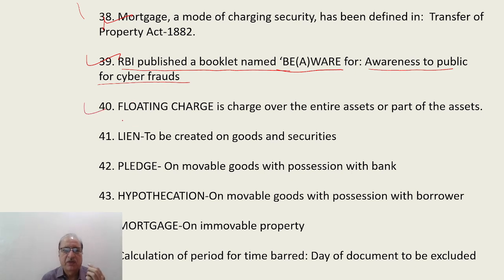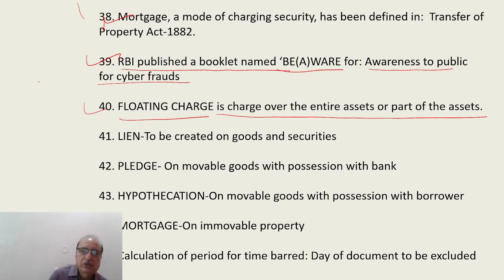Question number 40. Floating charge. Floating charge is a charge on the entire assets of the company or part of the assets. Supposing a bank has given a loan to a company for purchase of machinery. If the bank takes charge only on the machinery, that will be called a fixed charge. If the bank says you have to give other assets also as security, then that will become a floating charge.